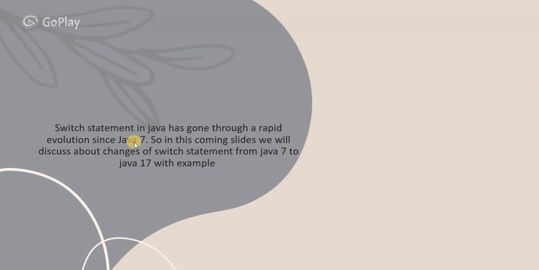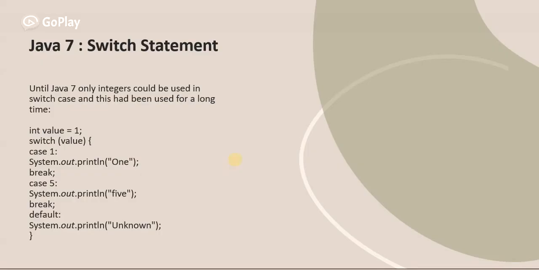So here, they have modified these things rapidly. For the switch statement in Java 7, we could use only integer numbers. We were not able to use a string or anything else. So until Java 7, only integers could be used in switch cases.